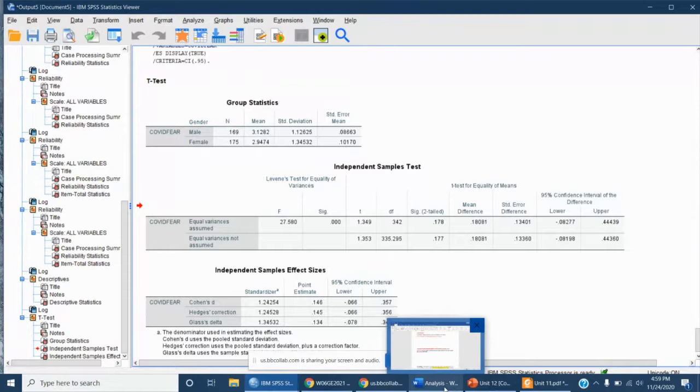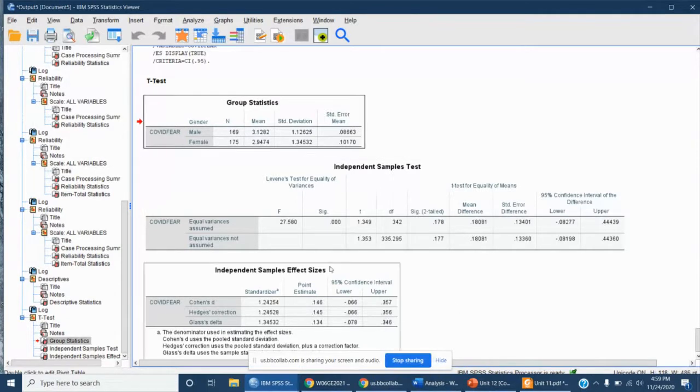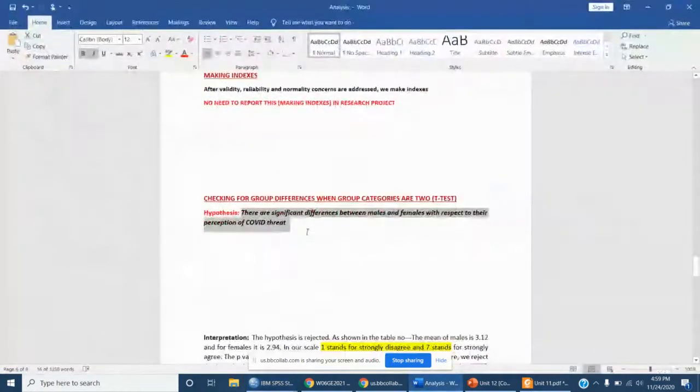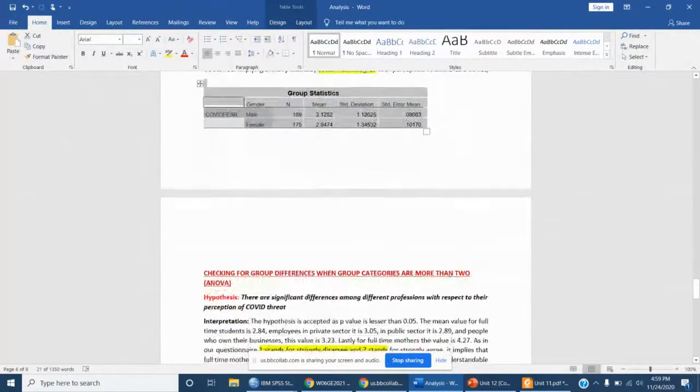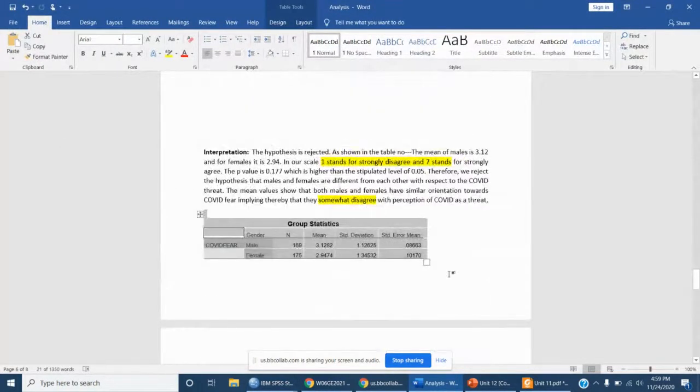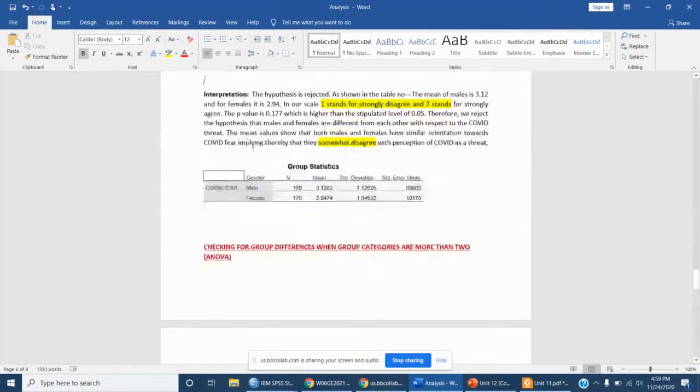So how will we interpret this information? I will copy these two tables, especially this particular table, the group means table. I will copy this table and paste it here. This table is already pasted here, and then I will try to interpret it. So just look at this interpretation.